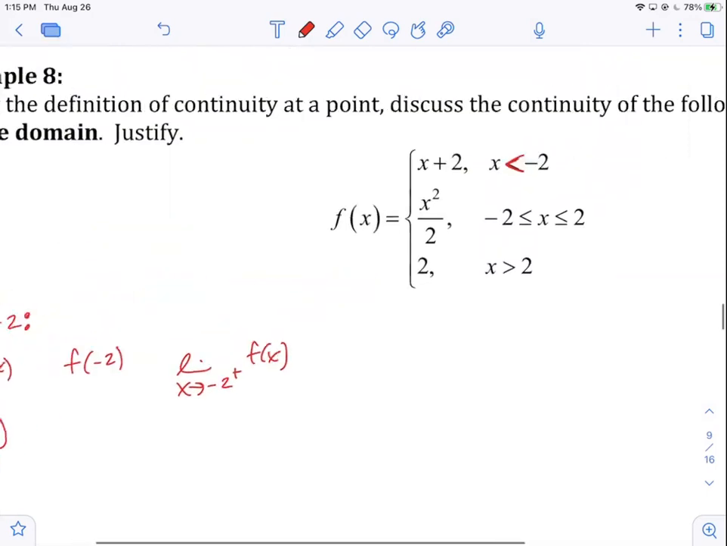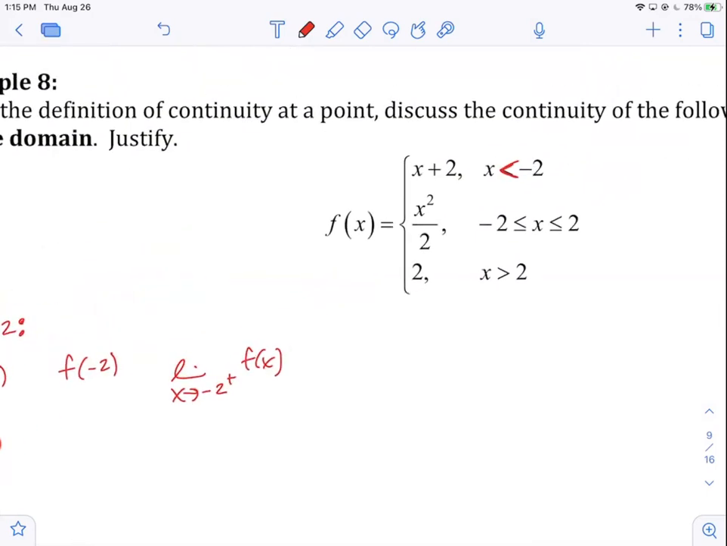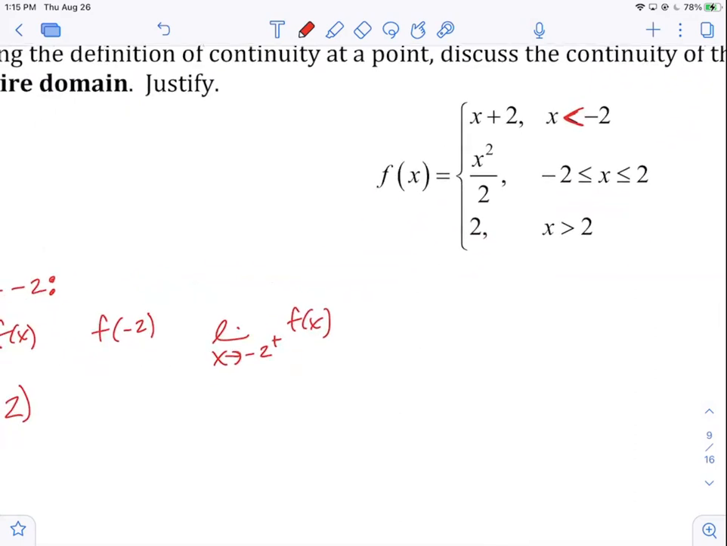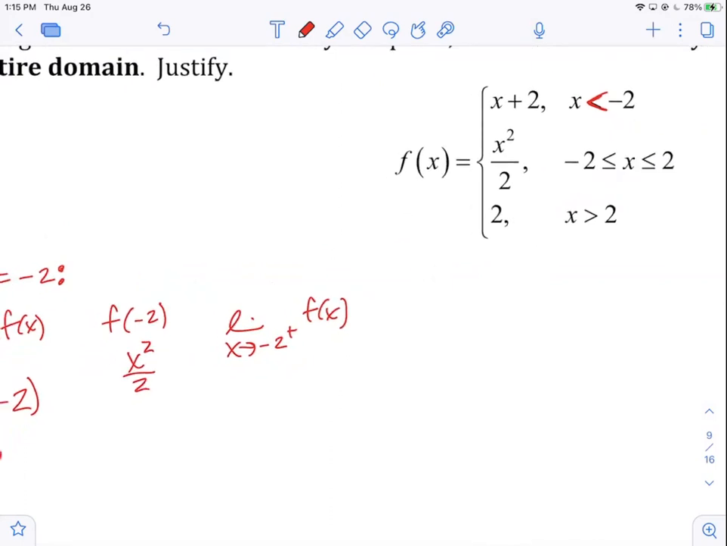f of -2, which piece? Top, middle, or bottom? The middle. Now, again, if you write x squared over 2 and then plug in your -2, you're going to get 4 over 2, which is 2. There's really not even a good way to fix that, because what do you put in front of x squared over 2? It's not a limit, okay?